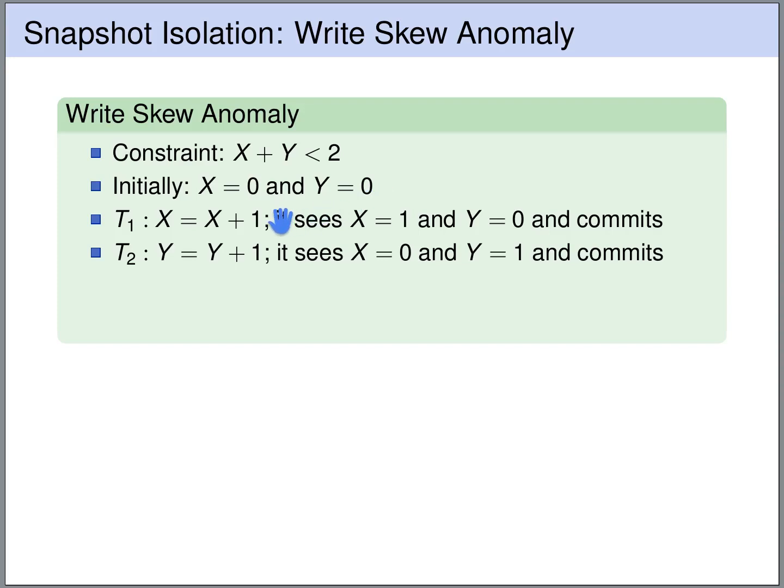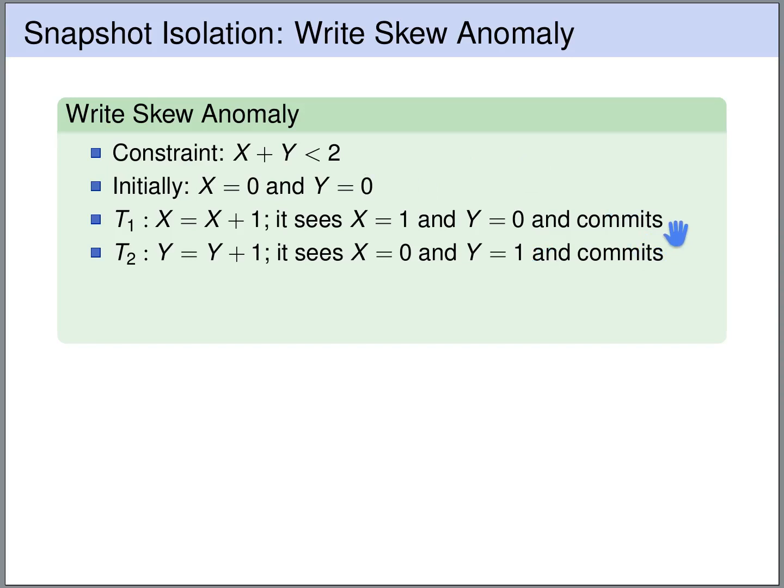Now, T1 increases x by 1, so from 0 to 1. It now thinks that x is 1 and that y is 0. The constraint is still satisfied and T1 commits. Likewise, T2, because of snapshot isolation, thinks that x and y are 0. T2 increases y by 1. It now thinks that x is 0, y is 1. The constraint is satisfied, so it commits.